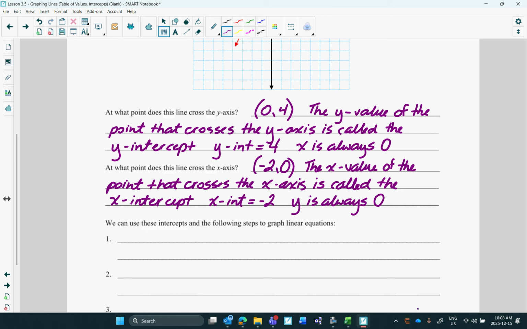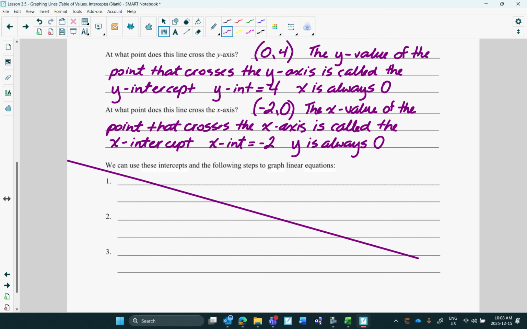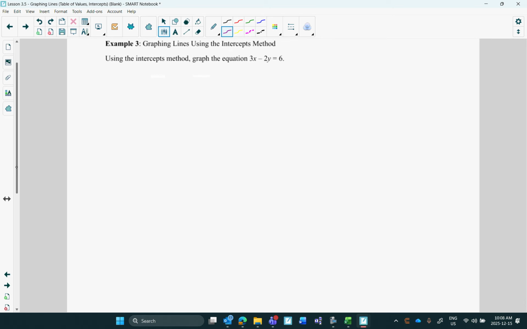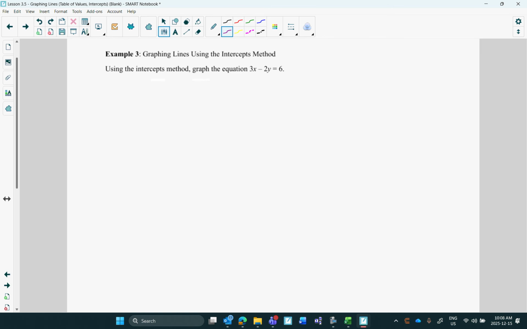Before I write out these steps, let's look at an example first. So let's say, using the intercepts method, we're asked to graph this equation. Well, we're going to find 2 points of this equation. We're going to find the y-intercept, and we're going to find the x-intercept. And we're going to plot those 2 points and draw a line through them.